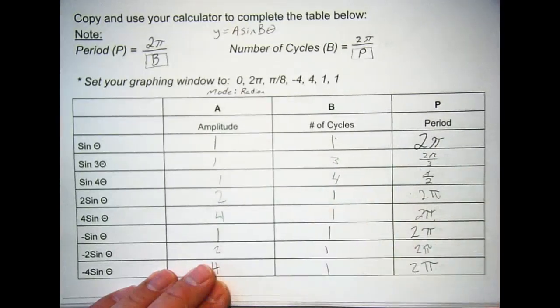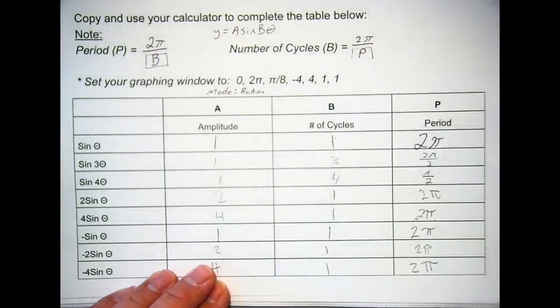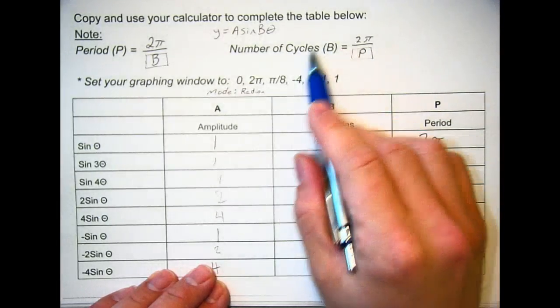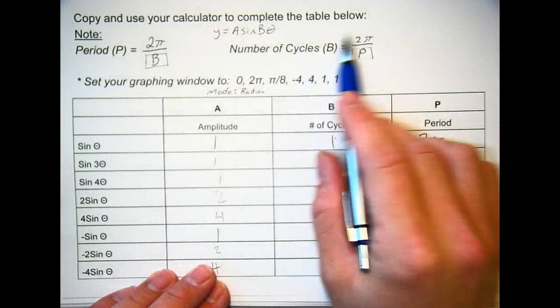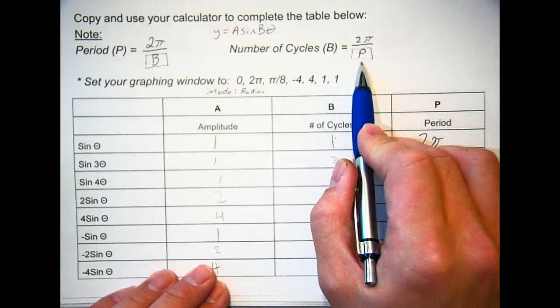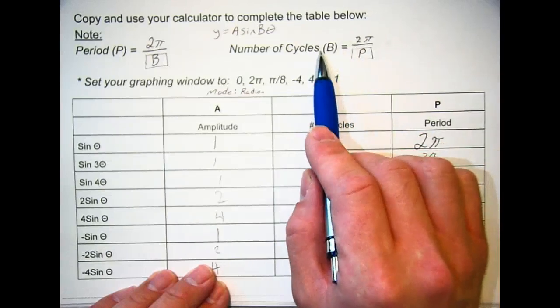Isn't it just, couldn't the number of cycles also just be B? Yeah, you're saying B equals B. It's a good question. We're saying if you don't know what B is, but you know the period, you divide 2 pi by the period. Okay, B stands for the number of cycles.